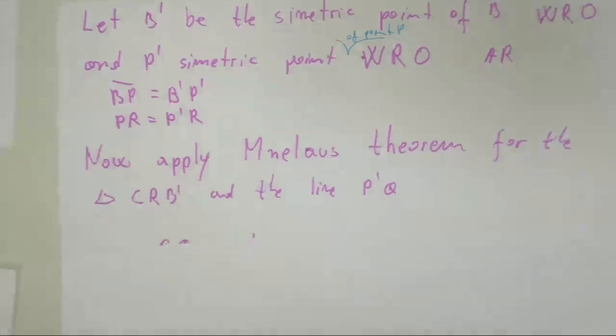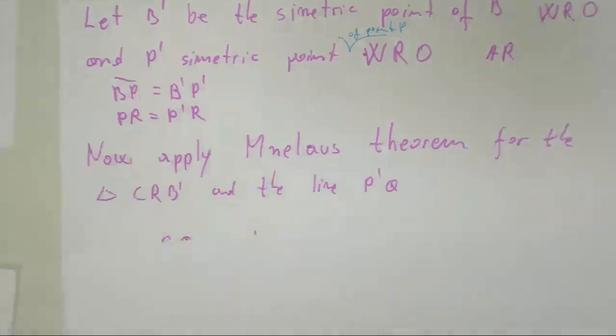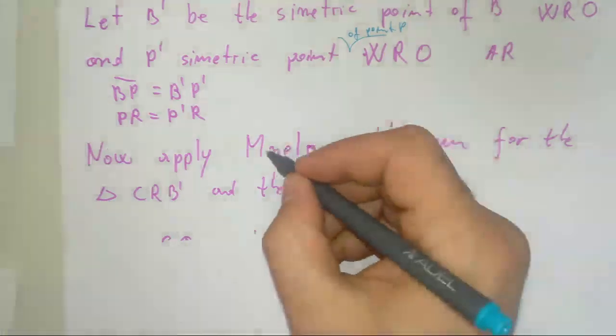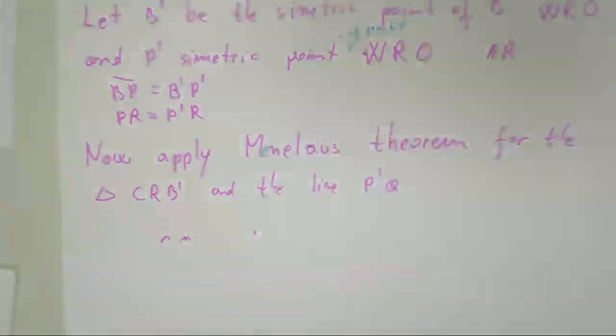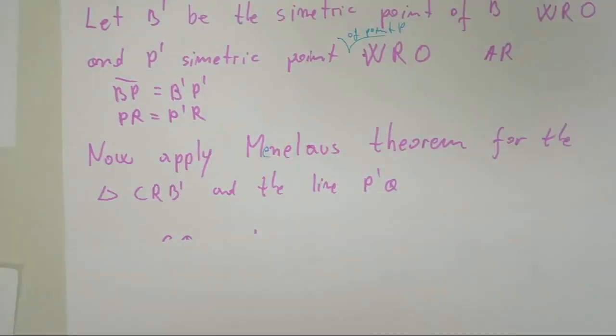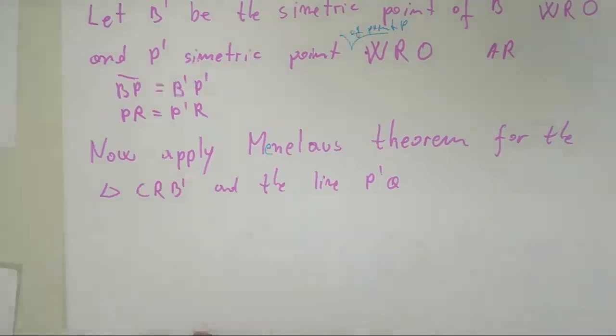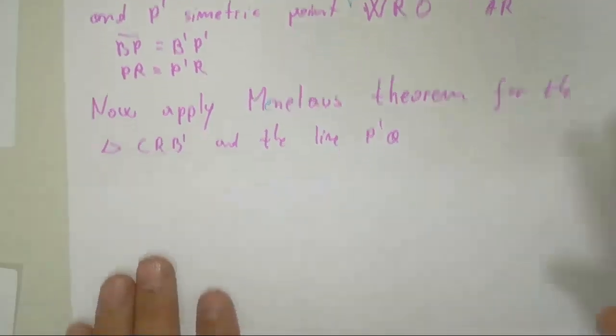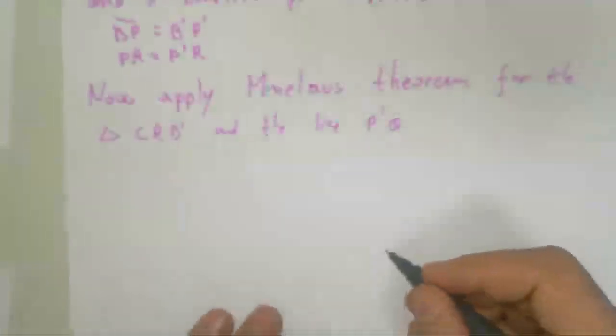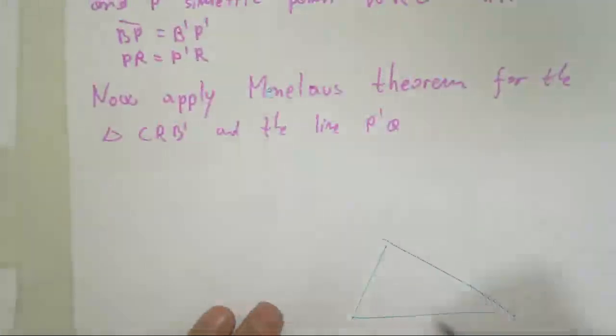R. Now we apply the Menelaus theorem for the triangle CRB prime and the line P prime Q. We studied the Menelaus theorem yesterday. I think all of you remember that one, but I will do a quick review of that one.